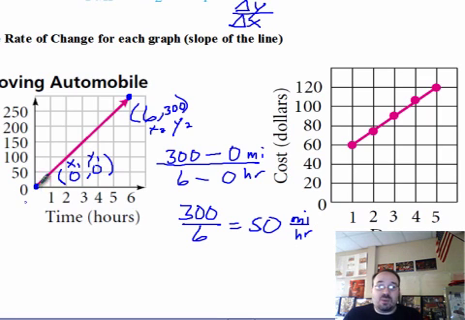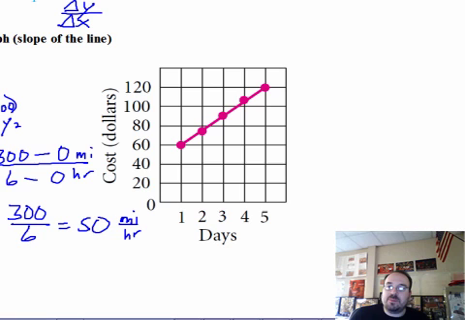And as you can see, when we found the slope of this line, which is the rate of change, we got miles per hour, and that's the speed. So the slope of your line, if you're graphing distance, the slope of your line is your speed. It tells you how fast you go. Okay, so your rate of change or your slope is your speed.